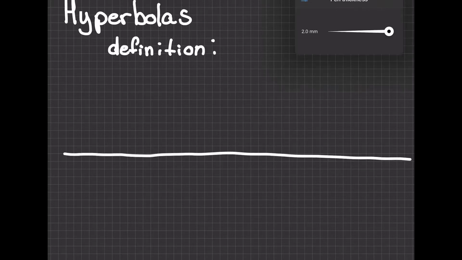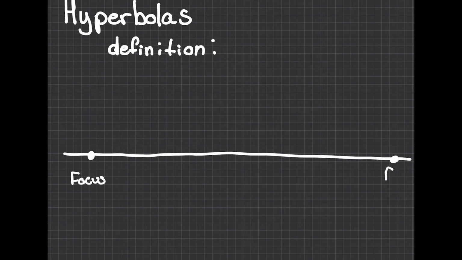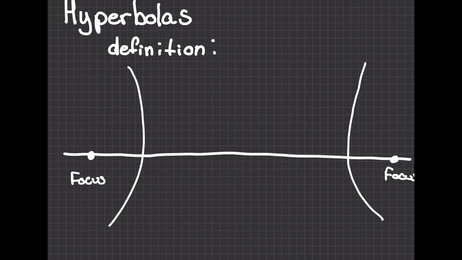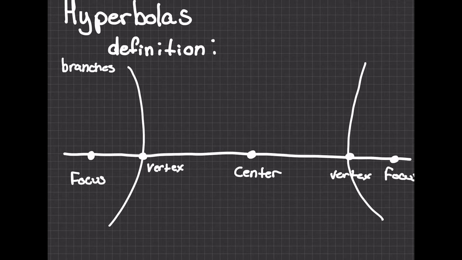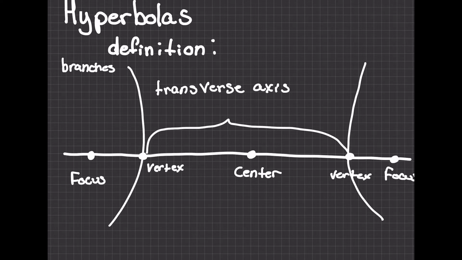Before we begin our problems, let's have a quick rundown with the definitions. These 2 points are called the focus points. These 2 dashes are called the branches, which is right before the focus points. These 2 are the vertex points, between that is the center, and this is the transverse axis.